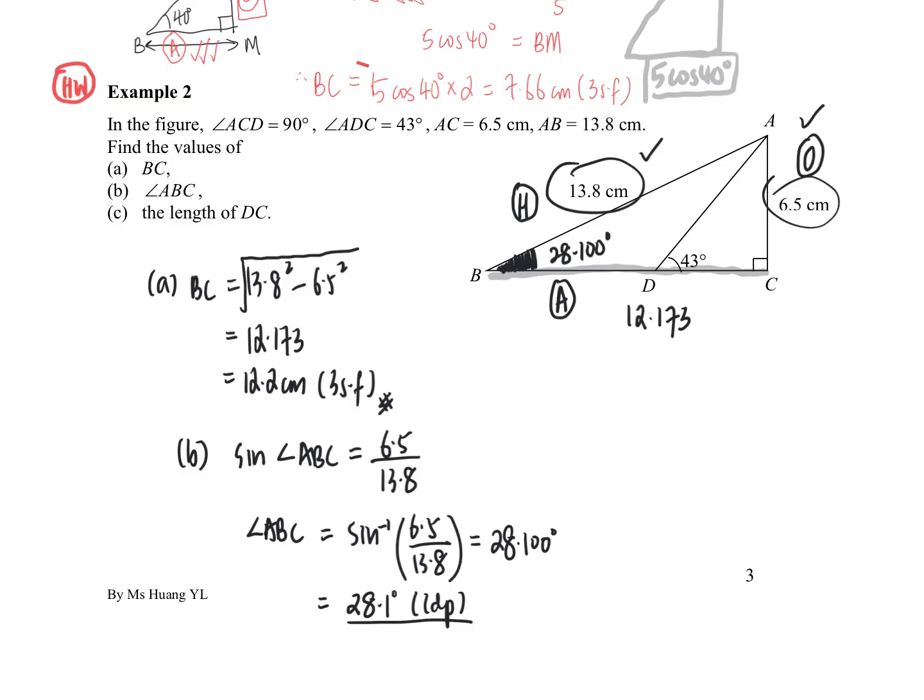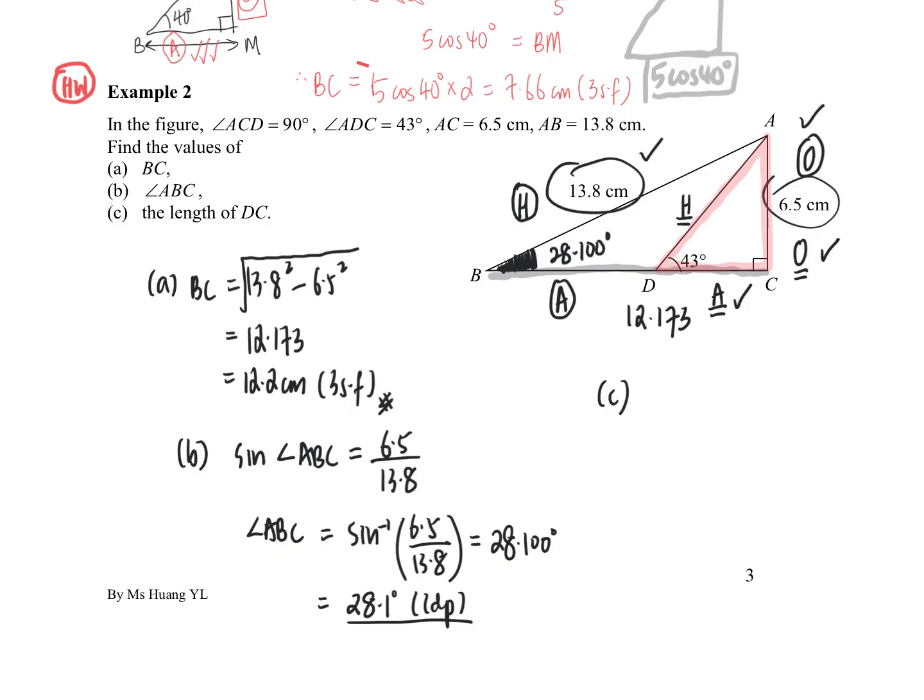Okay, last one. I want to find the length of DC only. This part. So that means I don't want to look at the big triangle already. I'm just going to focus on the smaller one. So if I focus on the small right angle triangle, this is hypotenuse, this is my adjacent side, and this is my opposite. So between H, A and O, I have O and I want to find A. So OA means I use tan.